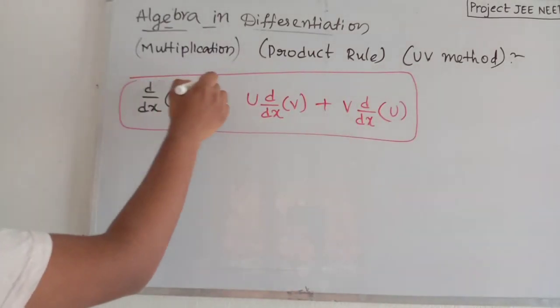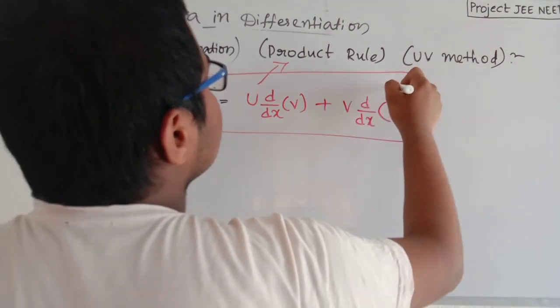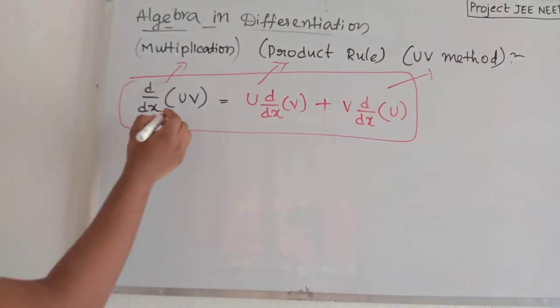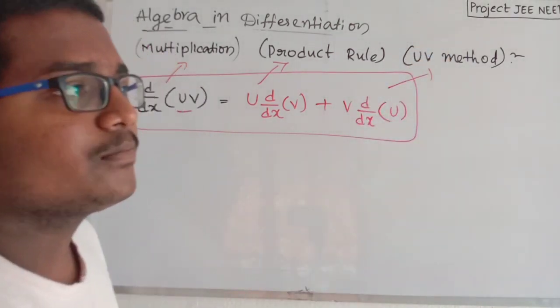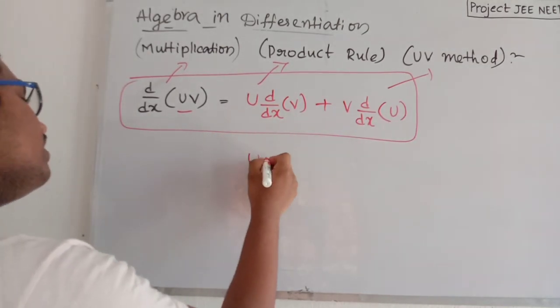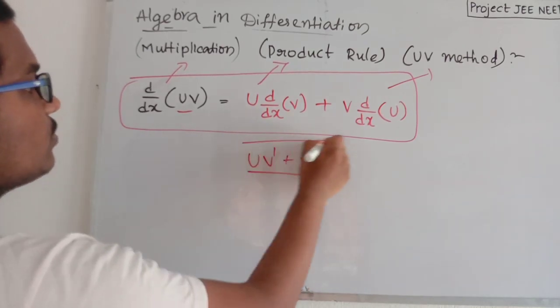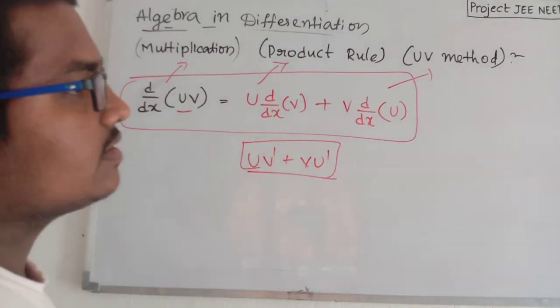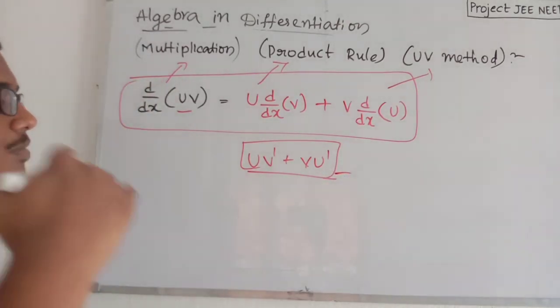This is also called the product rule. This is also called multiplication of differentiation. And this is also called the UV method, because we are stating the formula in u comma v terms. Okay, we have a formula. It's also written in the form of uv dash plus vu dash. This is more simply written, and if you remember it in this format, it will be easy to remember.